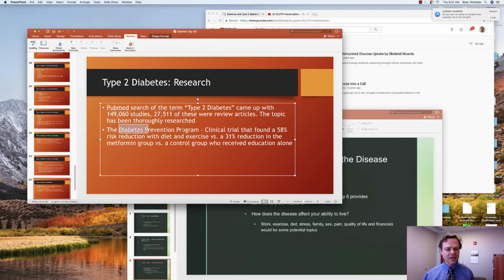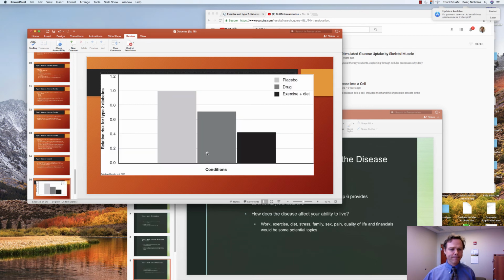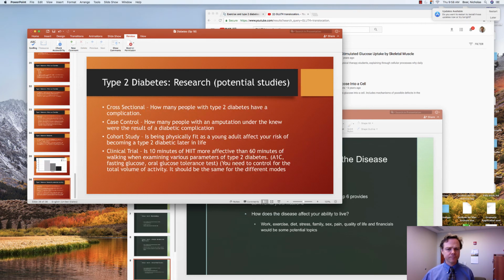The big study that I talked about is the diabetes prevention program. I think that's, in my mind, for our field, the biggest and most important study, which showed that diet and exercise will decrease the risk, and it'll decrease the risk more than the drug group, the metformin group. And this is from that. Then I listed some potential studies.